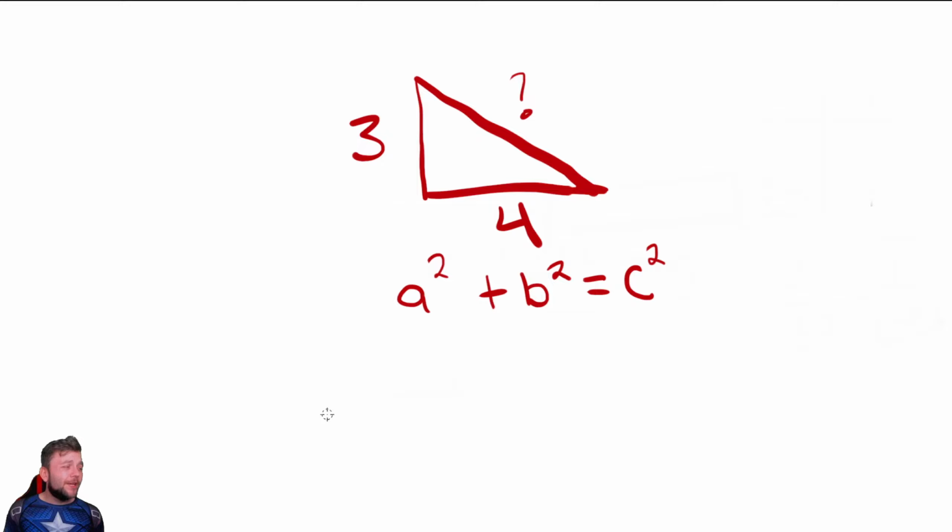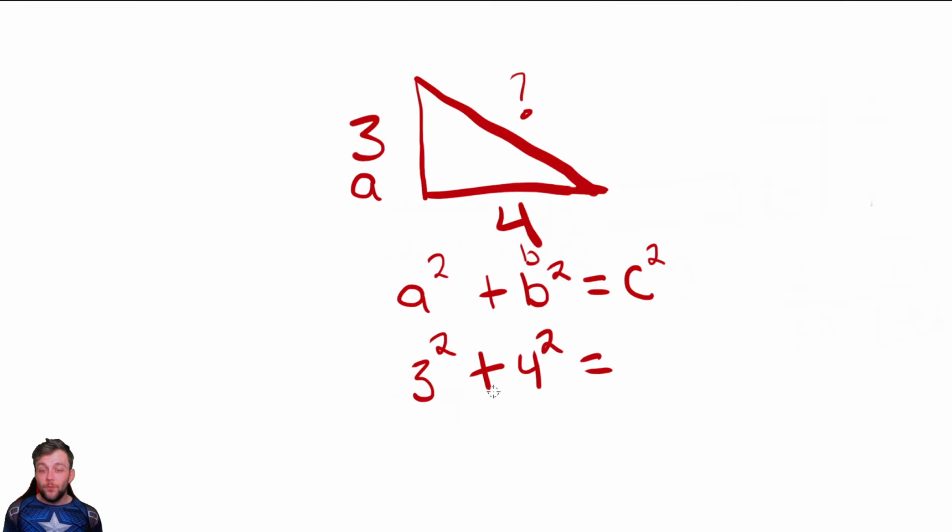So, how do we do this? Well, we can just say this is a, and this is b, and you plug it all in. So 3 squared plus 4 squared equals what? Well, 3 squared is 9, plus 16 equals, well, what is 9 plus 16? That is 25. But this is c squared. c squared equals 25.